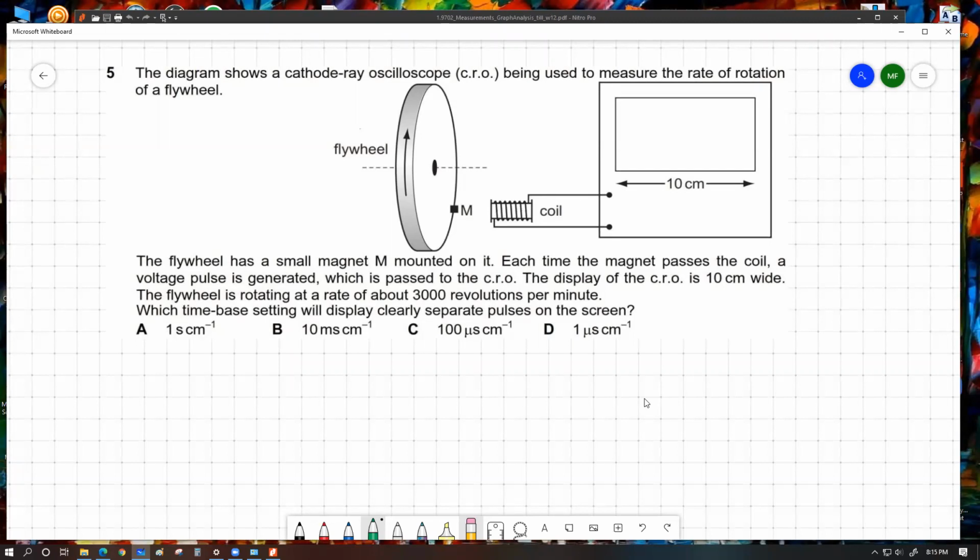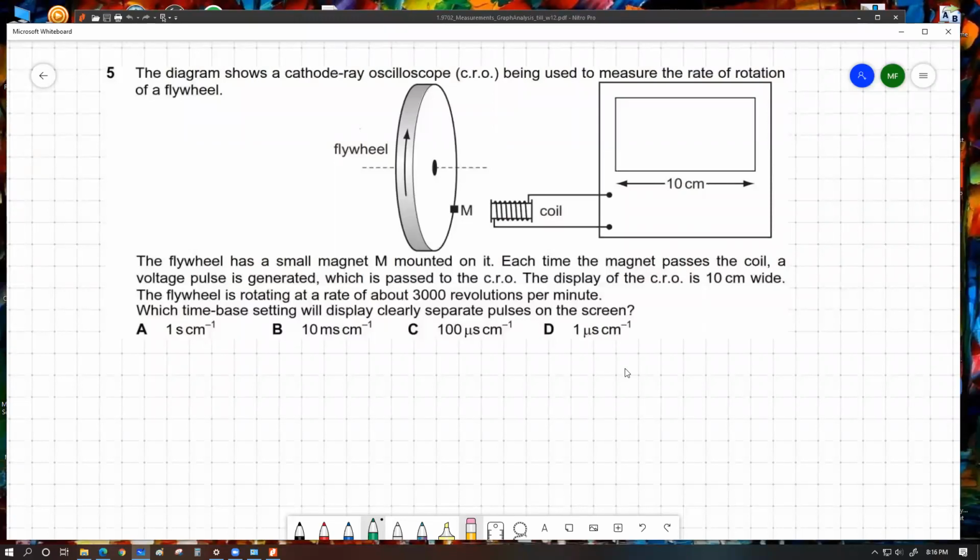The diagram shows a cathode oscilloscope being used to measure the rate of rotation of a flywheel. The flywheel has a small magnet M mounted on it. Each time the magnet passes the coil, a voltage pulse is generated, which is passed to the CRO. The display of the CRO is 10 centimeter wide. The flywheel is rotating at a rate of about 3000 revolutions per minute. Which time base setting will display clearly separate pulses on the screen?